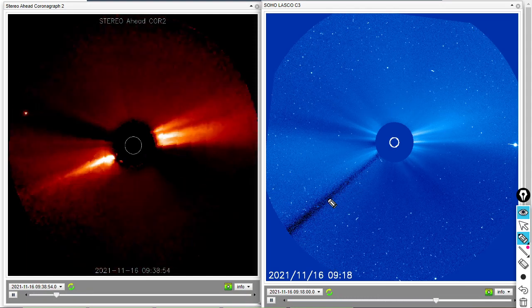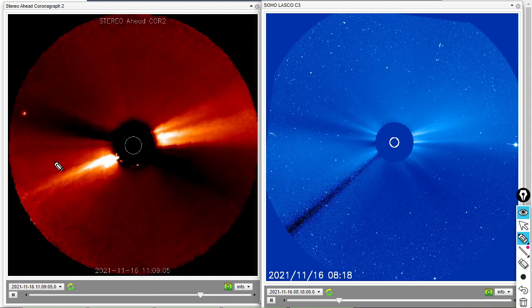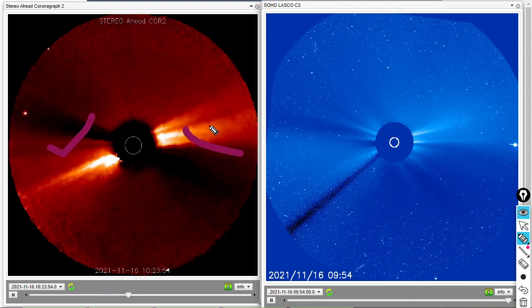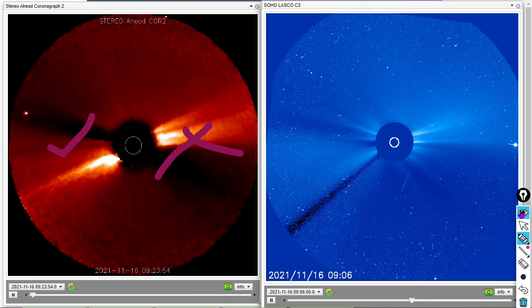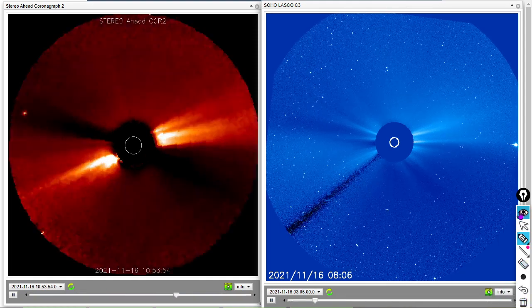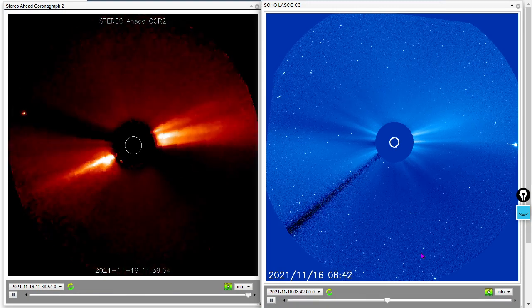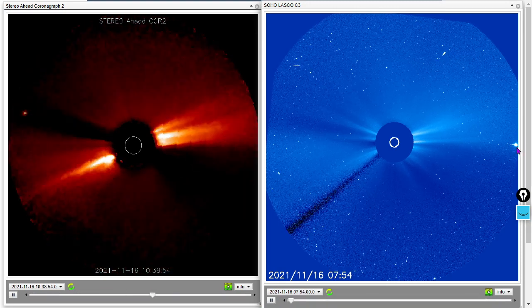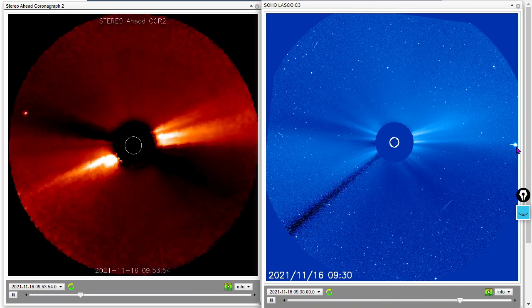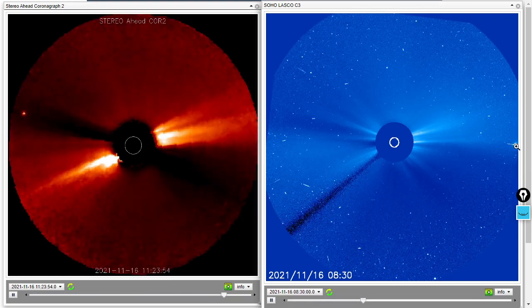I'll just put this out there. We've got a far side coronal mass ejection watch. Nothing on the Earth side at the moment. If that changes, we'll let you know, especially the SMASH team. We'll find out long before anybody else. And you can see Mercury moving into the frame here in the LASCO C3. No coronal mass ejections showing up on the imagery at the moment.